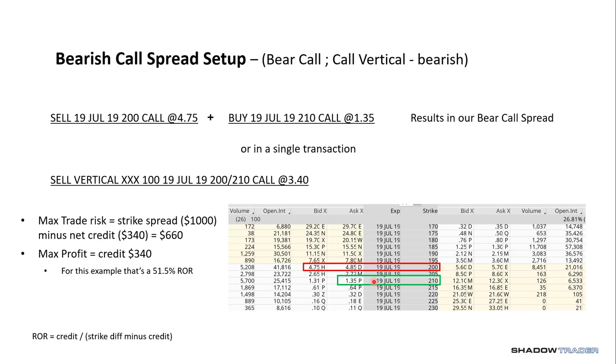Net net, my trade risk is $660, and I can make a profit maximum of $340. In this example, I have a 50% plus, 51.50, return on my risk. $3.40 of credit on a $6.60 risk.